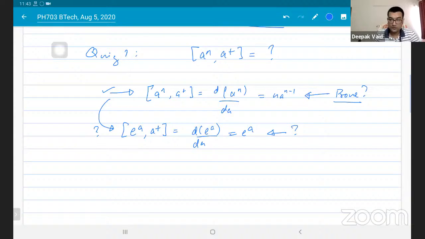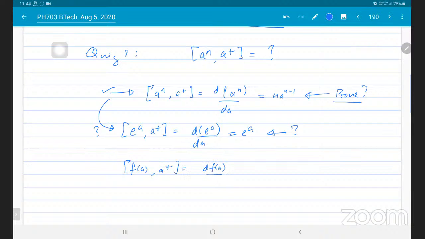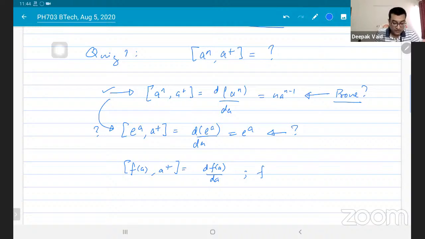You should know, this is true for any function of A, as long as that function can be expanded in a Taylor series. Right, exactly. Thanks, Chinmay.